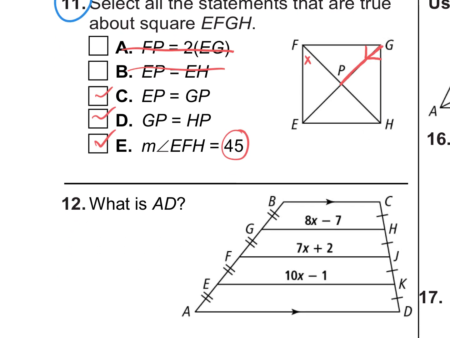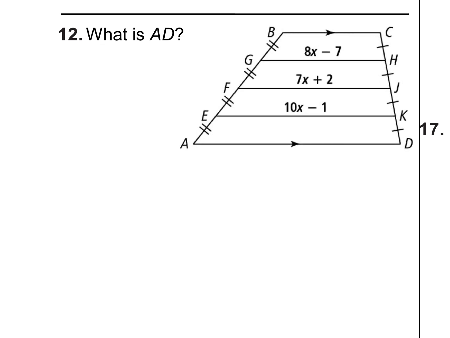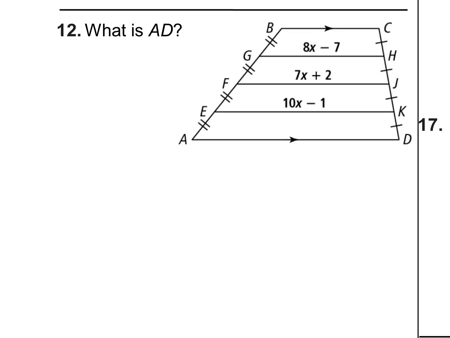Let's move on to number 12, everyone's favorite one. Crickets. Okay. This one is asking for AD. First of all, what shape is this? Trapezoid. We talked about the mid-segment formula. I want you to write this down. Mid-segment equals base 1 plus base 2 divided by 2. You are going to use this formula to help you out.